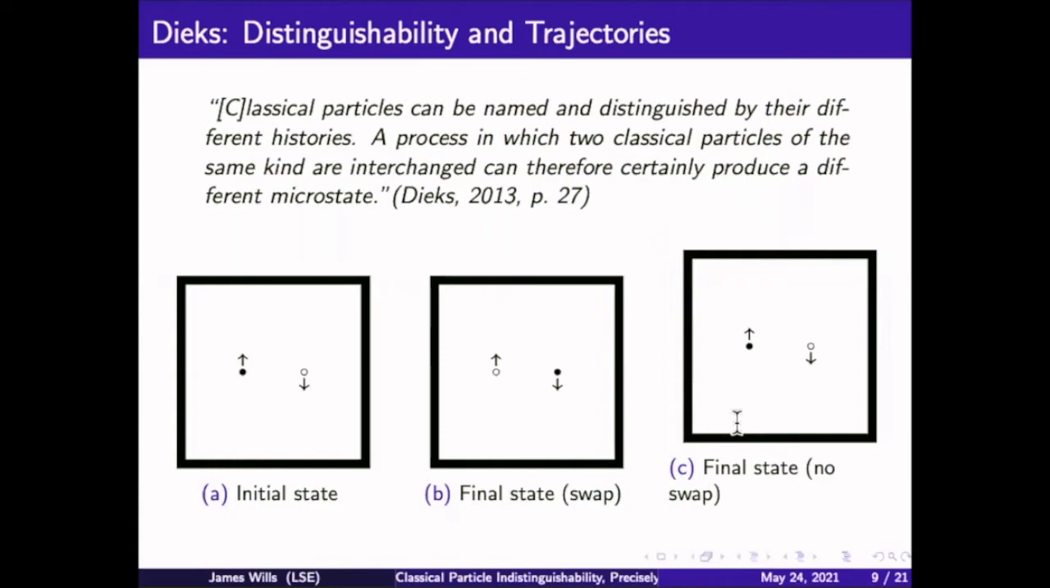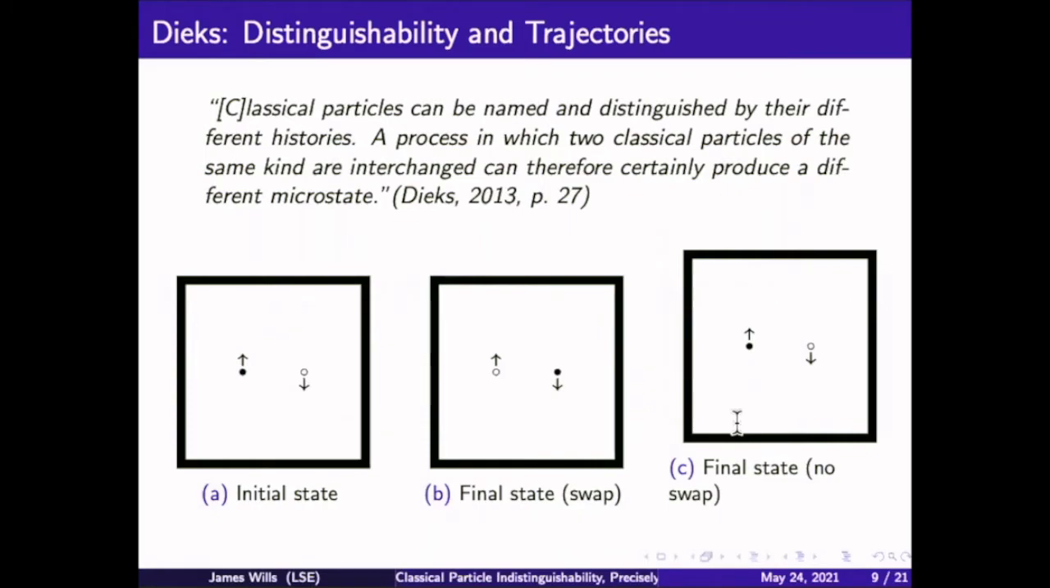Now, I've represented these particles as black and white just to emphasize the swap. But of course, in the background here, these particles are regarded as identical. And so the thought goes, well, these two final states, which are permuted versions of each other, by the way, are distinguished. Why? By virtue of the different histories that they've had from the initial state. In one case, they've swapped, in the other, they haven't. Therefore, they can be distinguished.